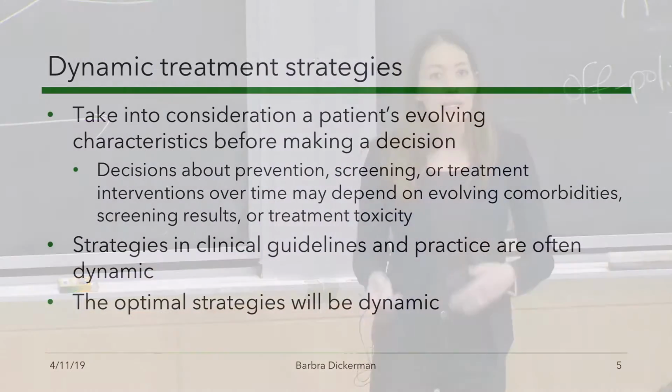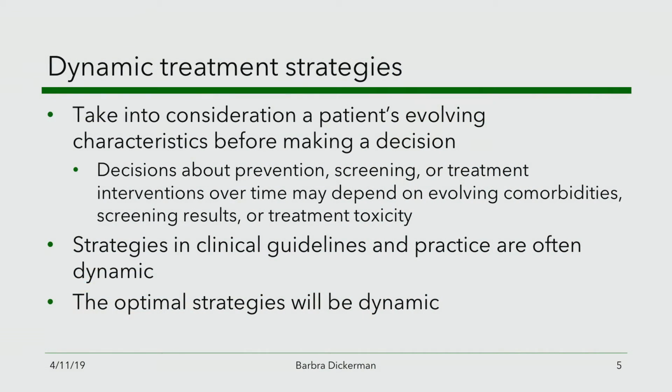And so clinicians encounter these every day in practice. So when they're making a recommendation to their patient about a prevention intervention, they're going to be taking into consideration the patient's evolving comorbidities. Or when they're deciding the next screening interval, they'll consider the previous result from the last screening test when deciding that. Likewise for treatment, deciding whether to keep the patient on treatment or not: is the patient having any changes in symptoms or lab values that may reflect toxicity?